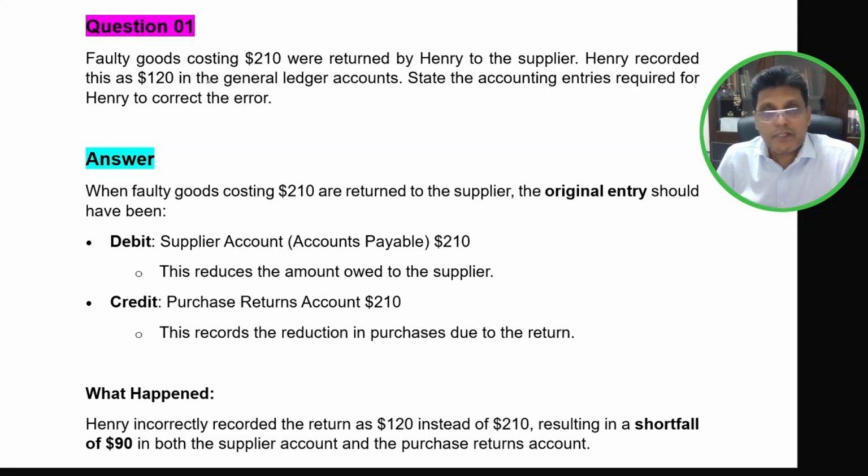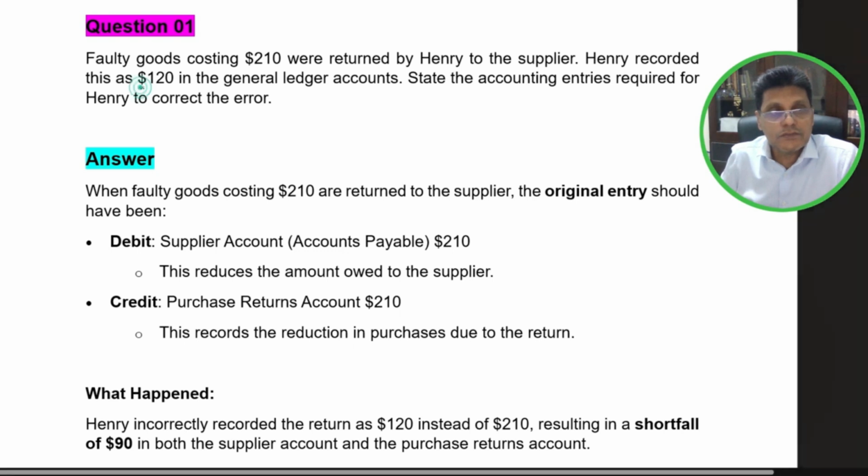Now let's move on to this particular question. Faulty goods costing $210 were returned by Henry to the supplier. Henry recorded this as $120 in the general ledger accounts. State the accounting entries required for Henry to correct the error.